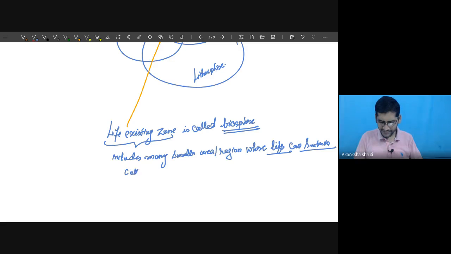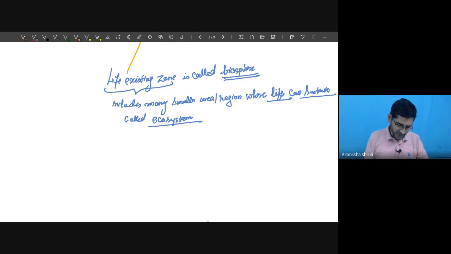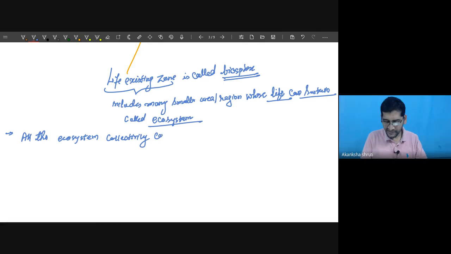So this life sustaining or life existing zone is called as ecosystem. Means large number of ecosystems, or all the ecosystems collectively, called as biosphere. It is very important.